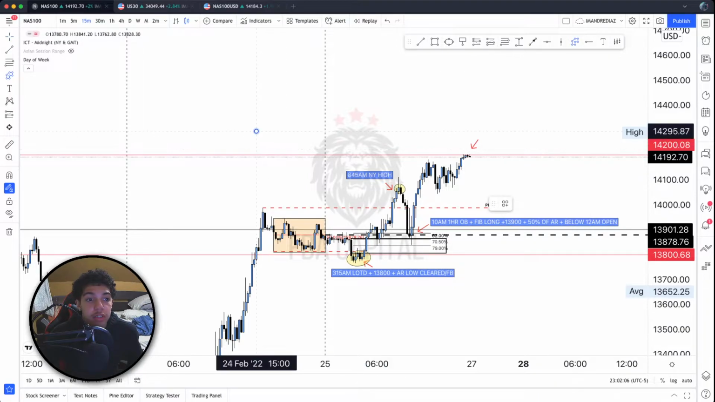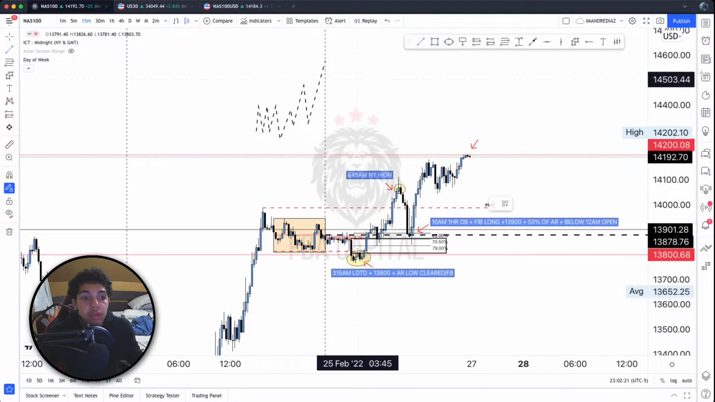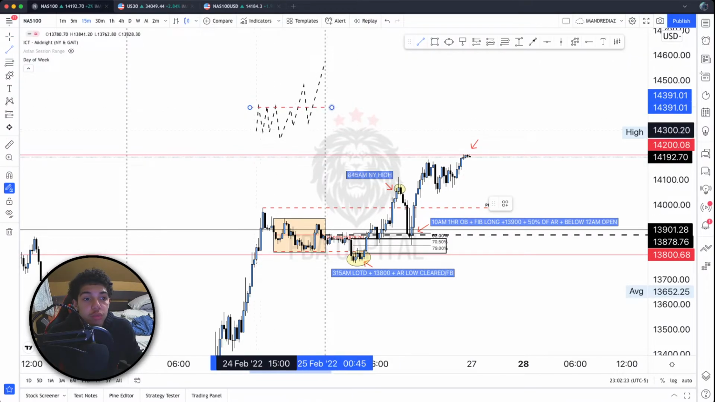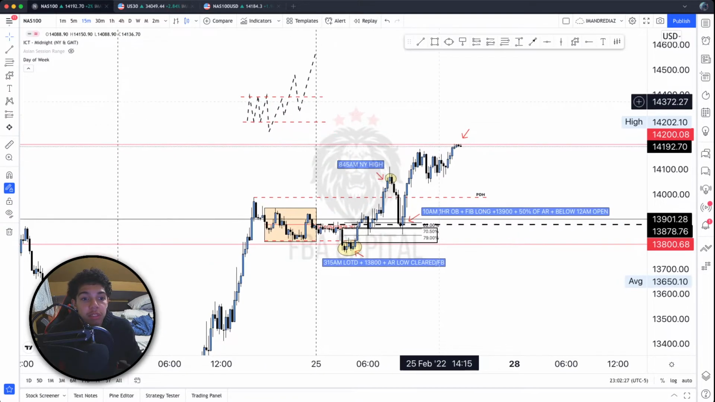We had the Asian session, we ranged. The London session came and created the low of the day after clearing the lows. We pushed higher, cleared the Asian session high, came down, retraced, and then kept on going higher. So this is a very clean example of a bullish London continuation move, and this is something that you could look for on a daily, weekly basis. This is my prime setup.